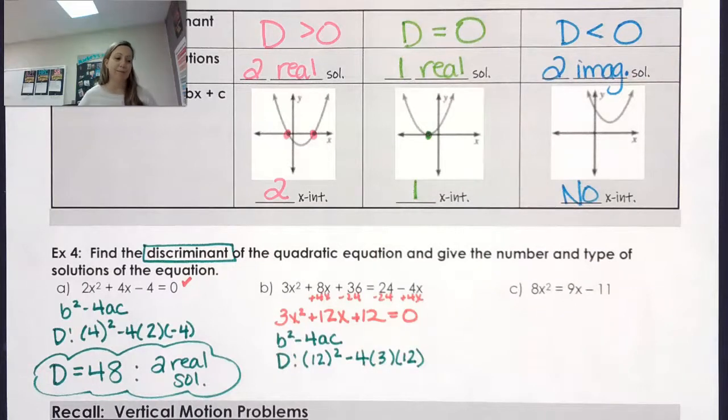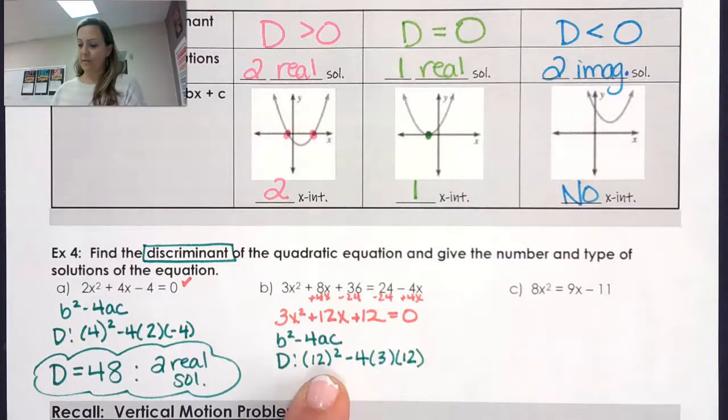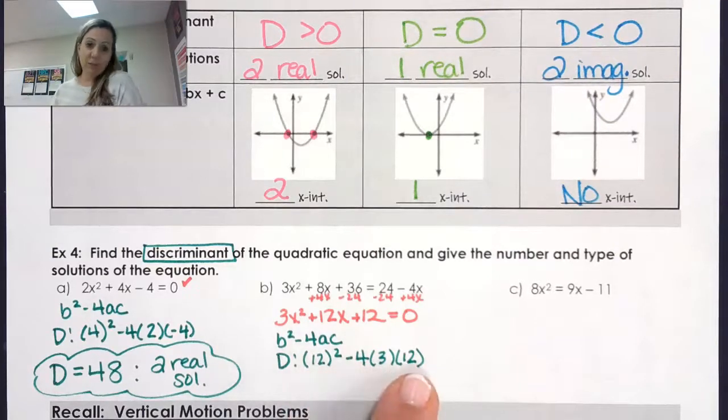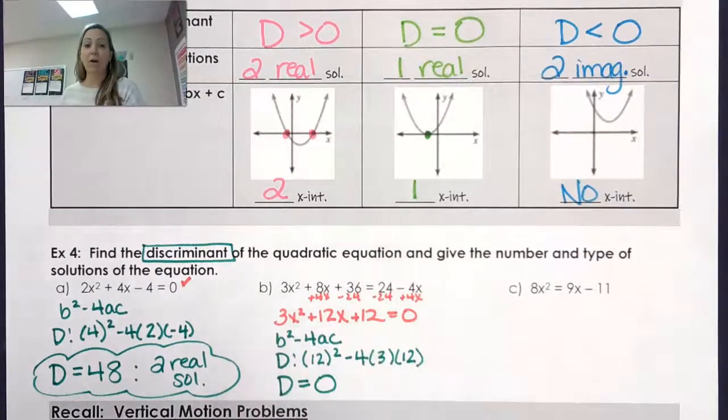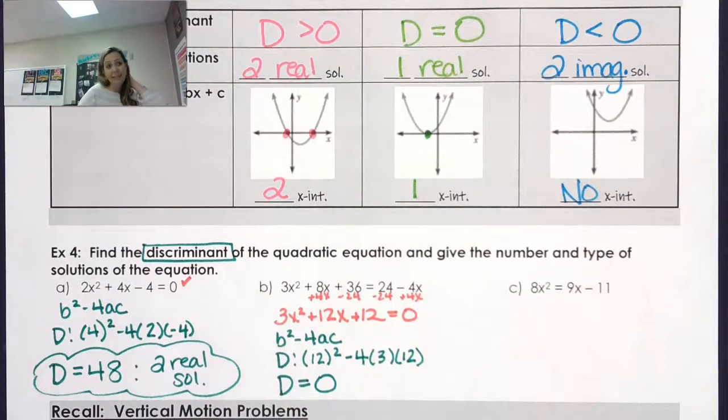And we can put that in the calculator, or we might see that this is 144. This is 12 times 12, that's 144. 144 minus 144 is going to be 0. And so my discriminant is 0.